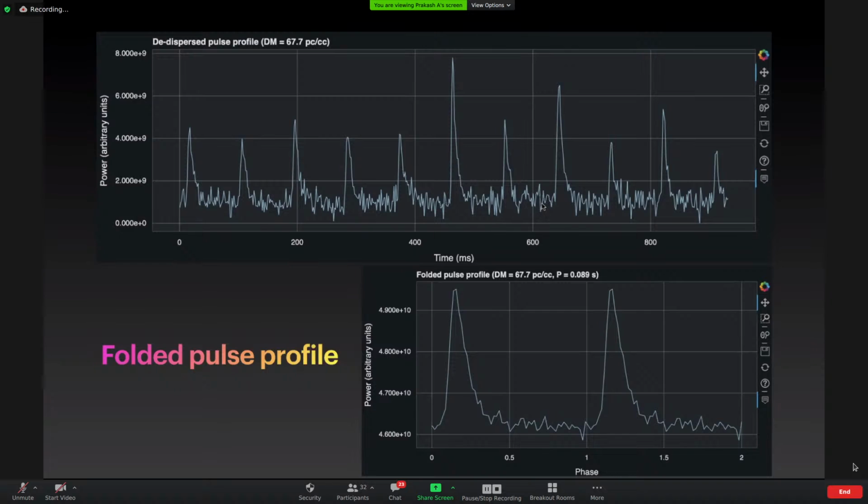Okay, there's a question by Abhishek Jala. Any relation between scattering and dispersion of pulse?